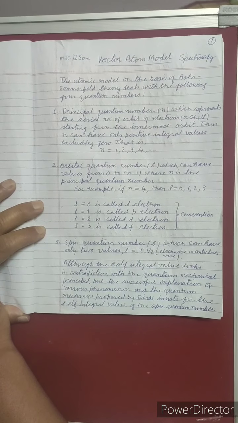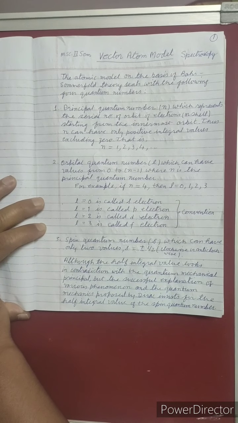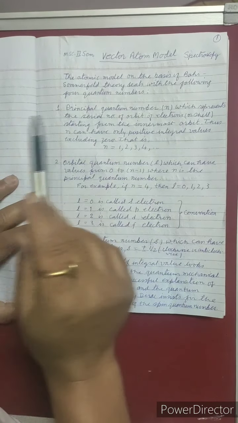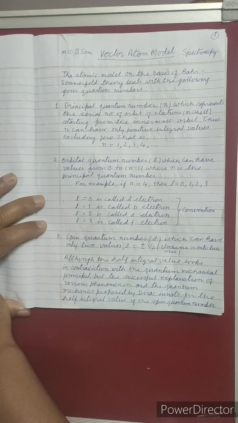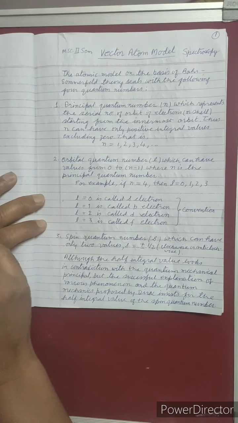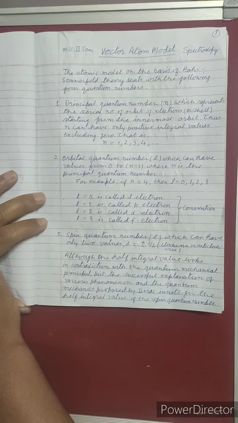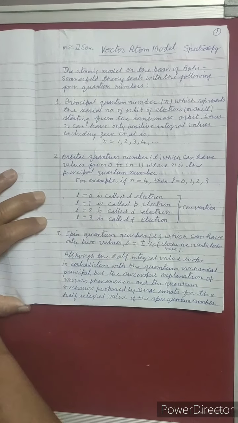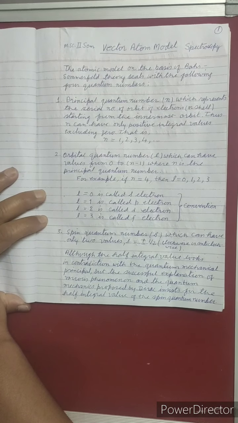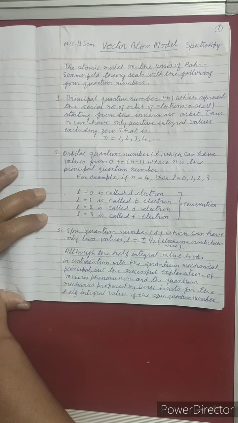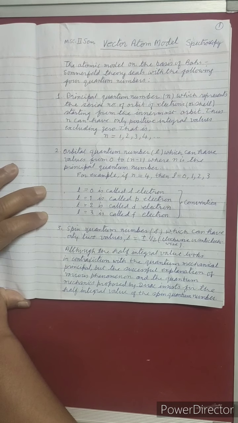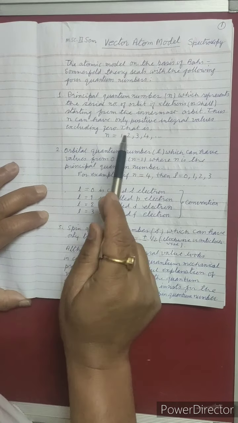the serial number of orbits of electrons. The orbits are also called the shell, starting from the innermost orbit. Thus n can have only positive integer values excluding 0, that is, n can have values 1, 2, 3, 4 and so on.